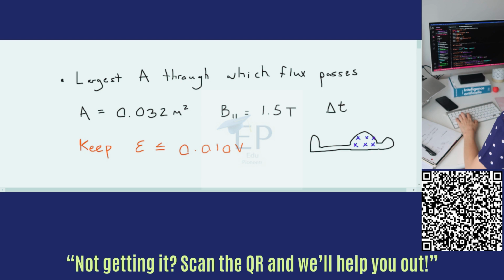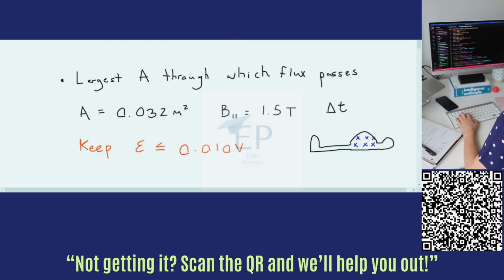So to do this, we're going to assume that the largest surface in the patient's body that magnetic flux is passing through is 0.032 meters squared, which is maybe their chest or something like I drew here. And the field parallel to the normal of that surface is 1.5 teslas.